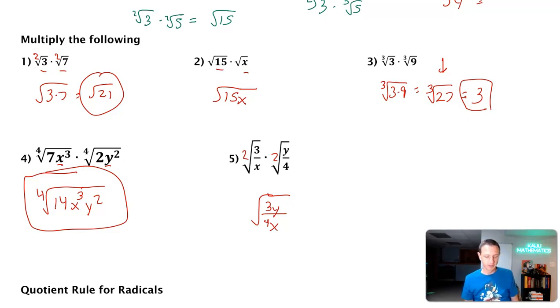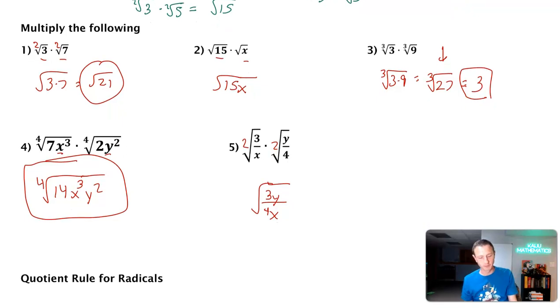Something interesting happens here, which I don't think the intention of this problem was for this to happen, but I'll just go through this fully. The 4 on the bottom is a perfect square, so I could actually rewrite this as the square root of 3y over x, and then I'd have 1/2, because the square root of 1/4 is the square root of 1 over the square root of 4, which is 1/2. So I can take out that 1/2.